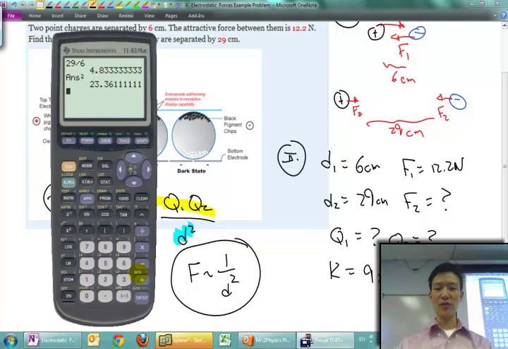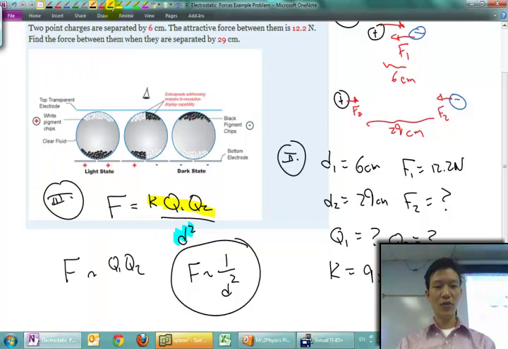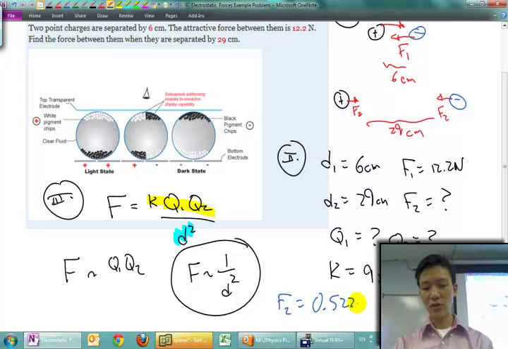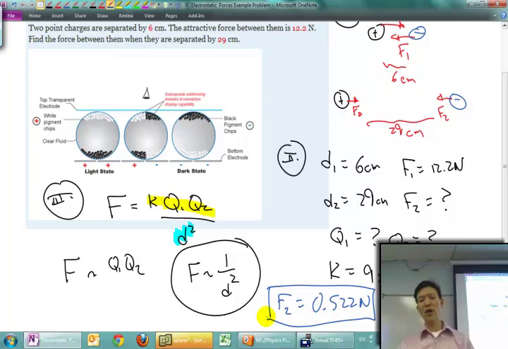So all I've got to do is take my original force of 12.2 newtons, and then is it stronger or weaker as you move them apart? Everybody, it is weaker. I just divide that by 23.36 or whatever, right? So my final answer is it's about 0.522 newtons. So the new force, F2, is almost 25 times weaker. It's 0.522 newtons.